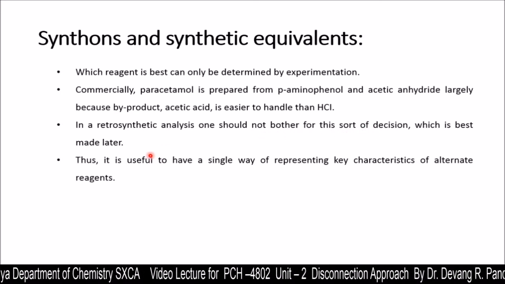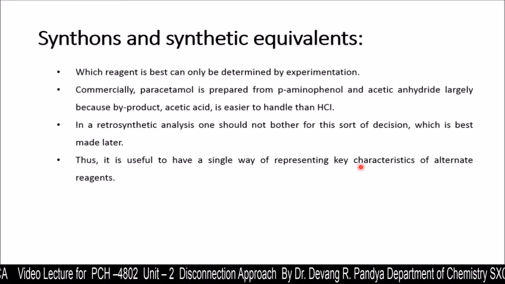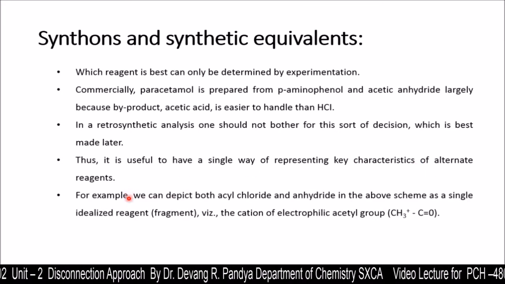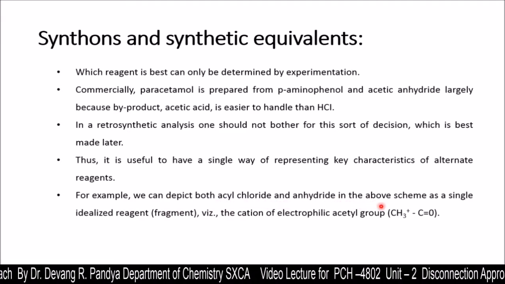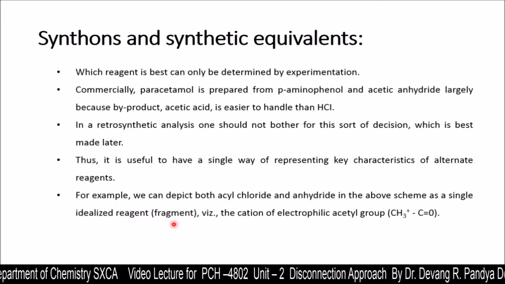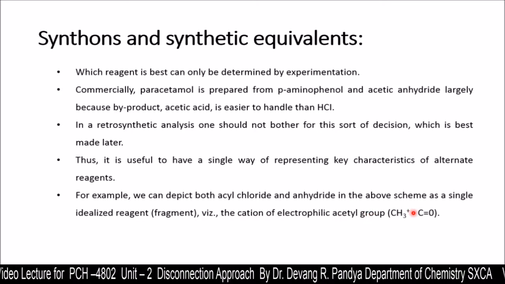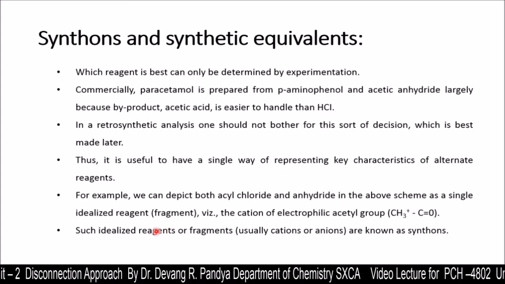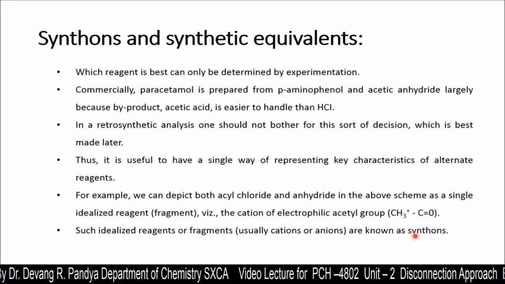In a retrosynthetic analysis, one should not bother about this sort of decision, which is best made later. Thus, it is useful to have a single way of representing key characteristics of alternate reagents. For example, we can depict both acyl chloride and anhydride in the above scheme as a single idealized reagent or fragment with the cation of the electrophilic acyl group, that is CH3 plus C double bond O. Such idealized reagents or fragments, usually cations or anions, are known as synthons.